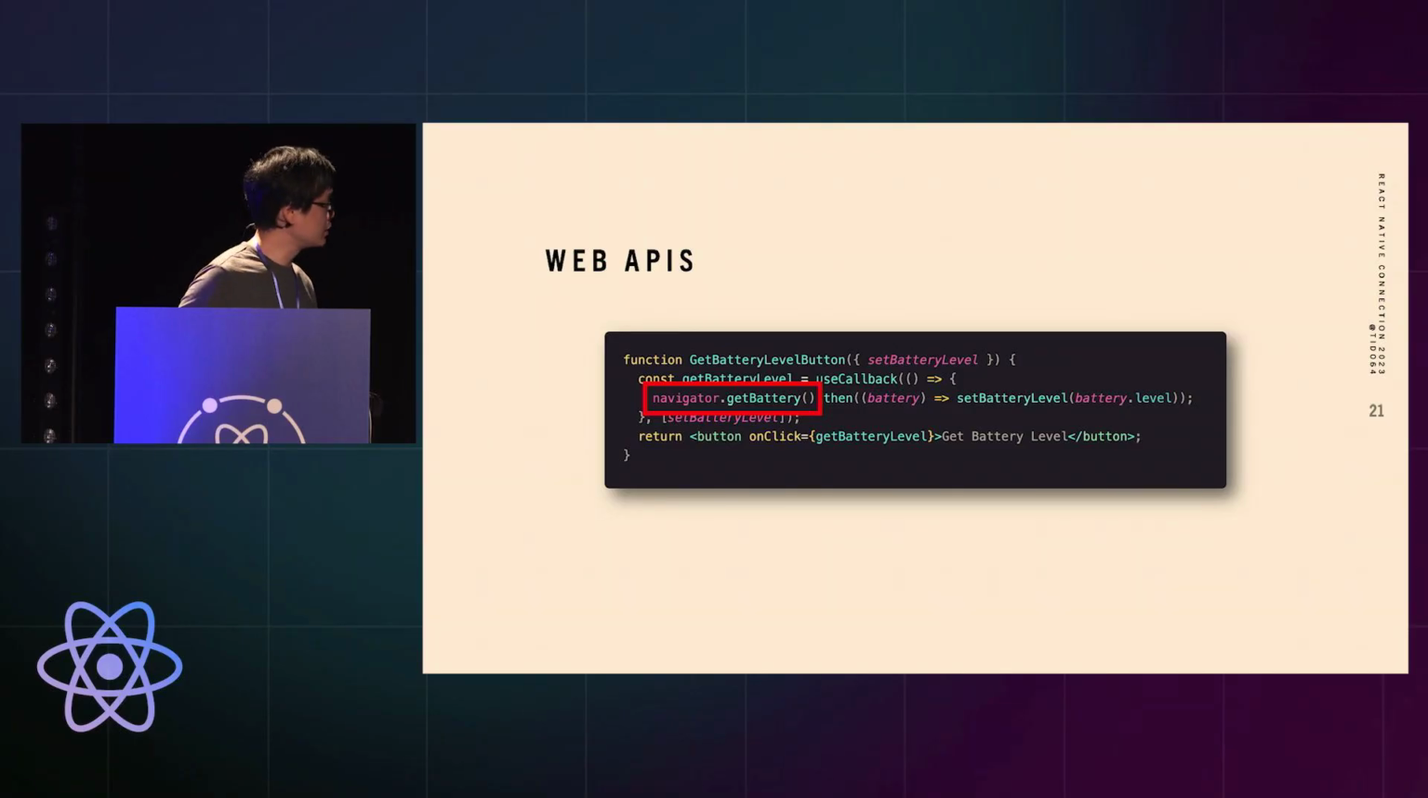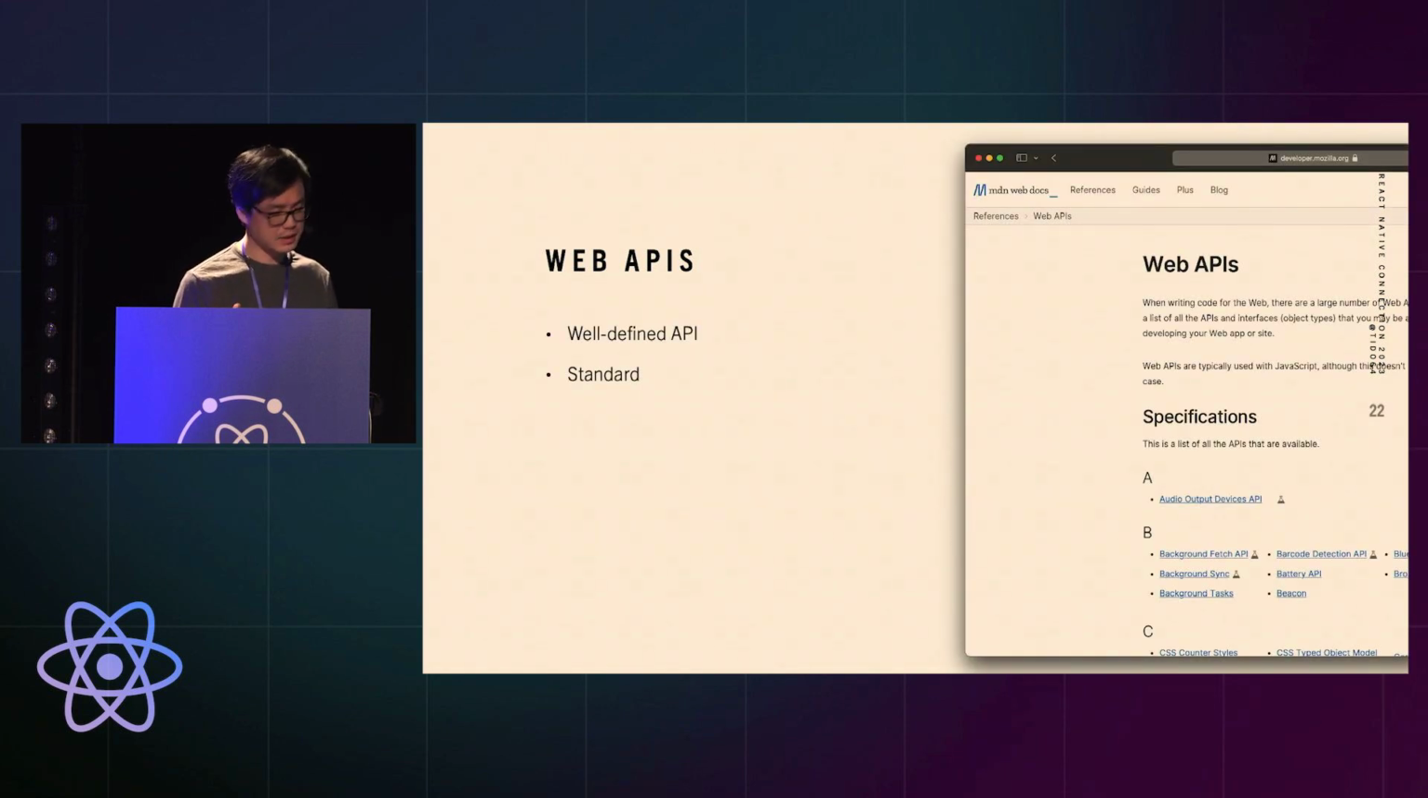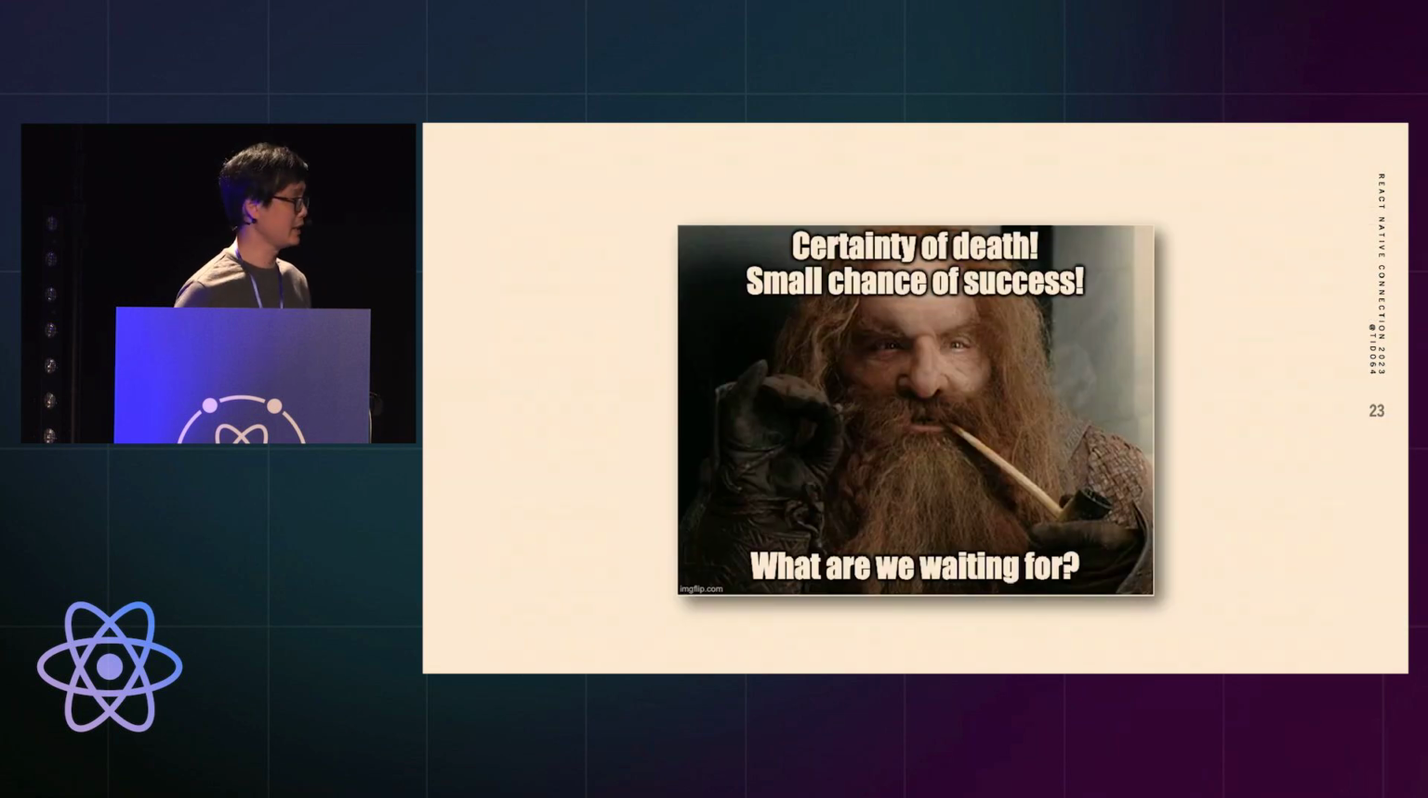But what about the use of web APIs? Well, just in case you're not familiar, web APIs are a set of well-defined, standardized APIs that will work in any supported browsers. What if we implemented this for React Native? And that's basically what we're proposing. Sounds like fun, right?